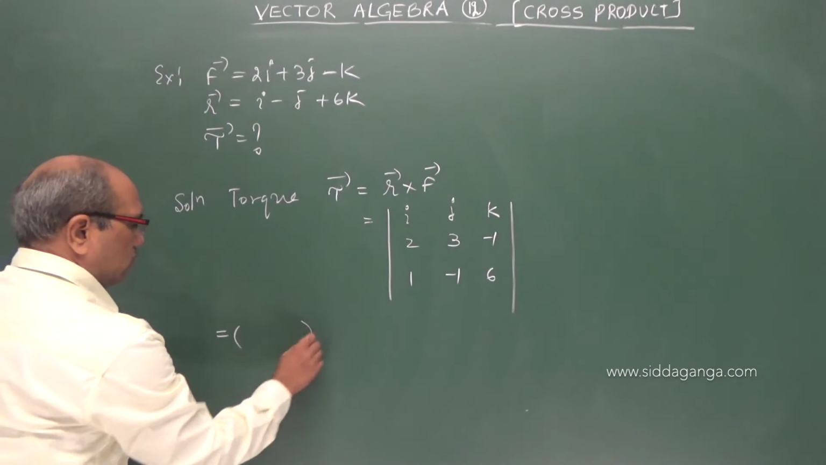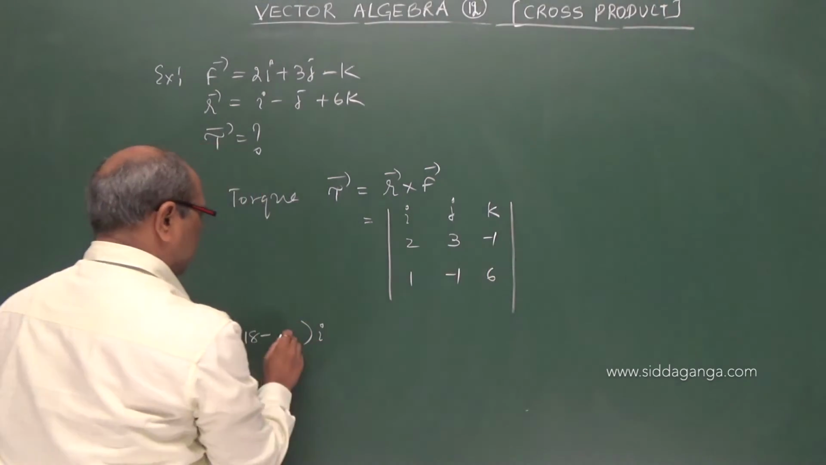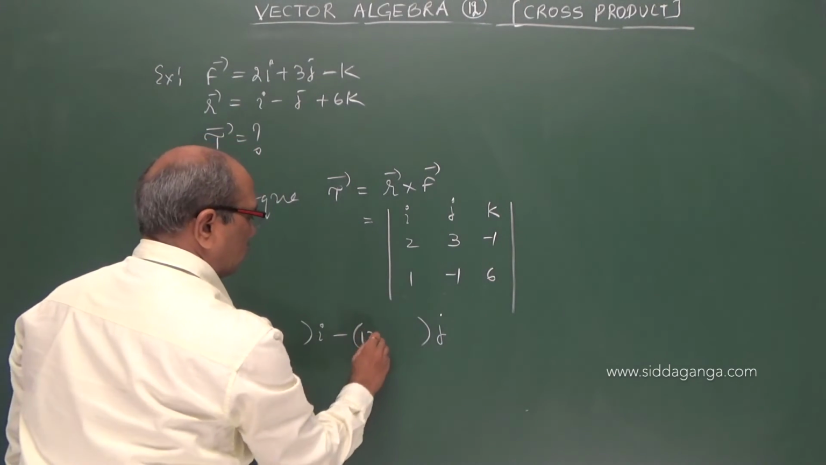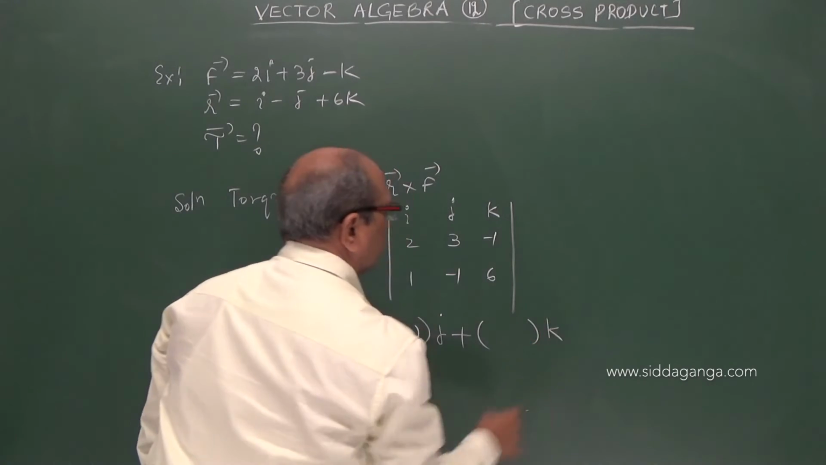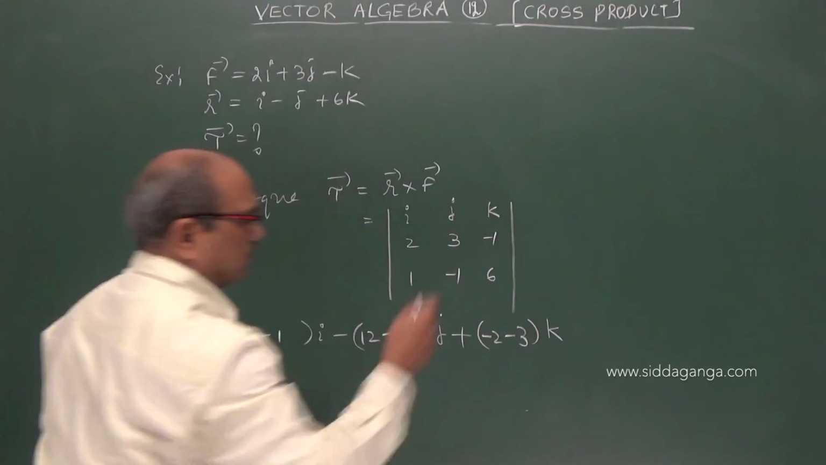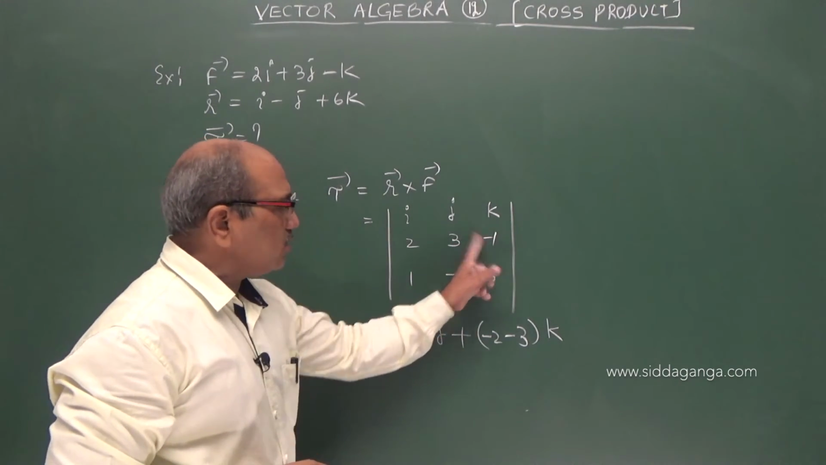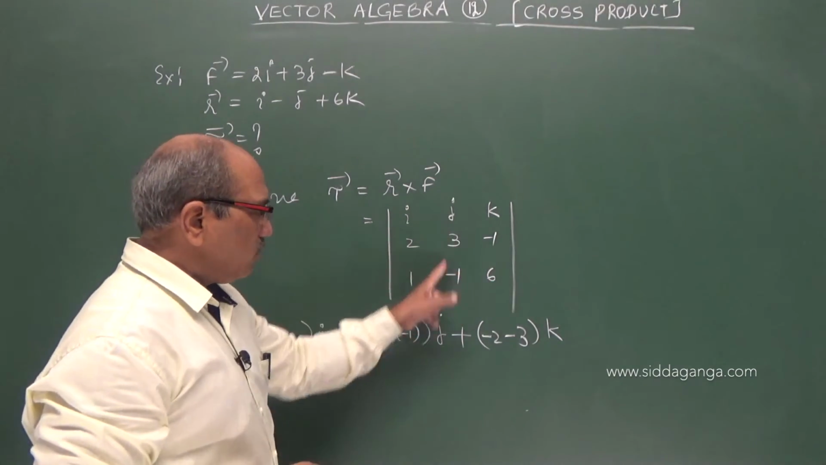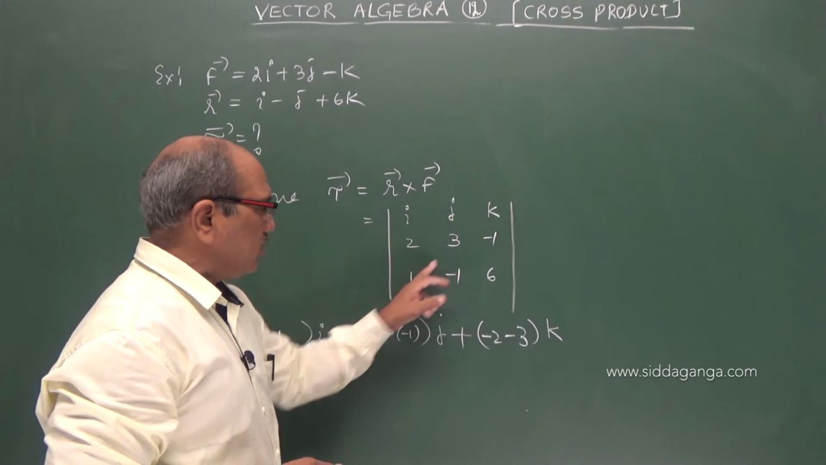Let's come to that. First i, leave this, 3 into 6, 18, minus 1 into 1 is 1. Minus j, leave the middle, 2 into 6, 12, minus minus 1. Plus k, leave that one, 2 into 1 is 2, minus 3 into 1, 3. I think you are understanding it. First you come to i, leave that, this product minus this product. For j, leave this column, 2 into 6, this into this, minus 1. For k column, leave that, 2 into minus 1, minus 3 into 1.